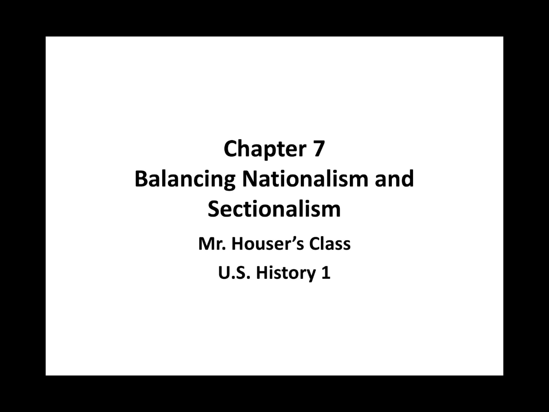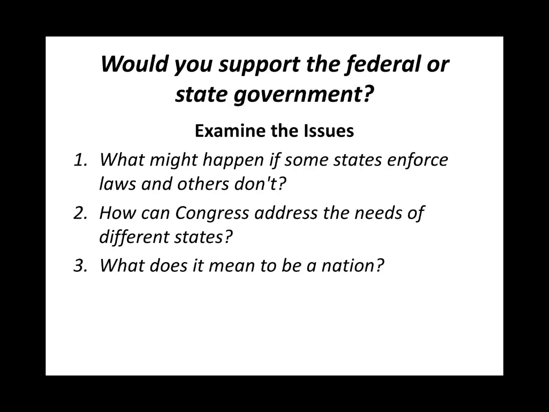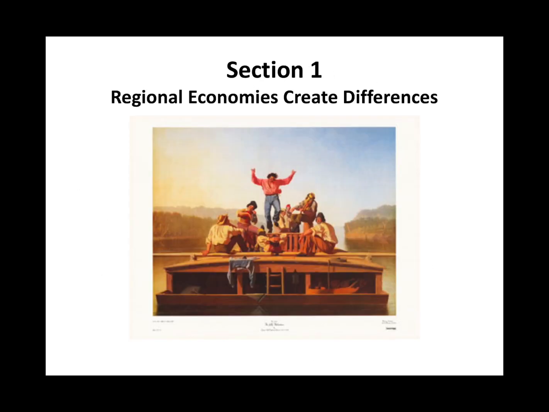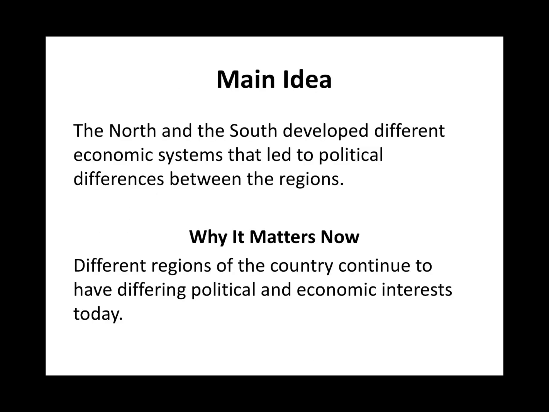Alrighty, Chapter 7, Balancing Nationalism and Sectionalism. So the main idea: the North and South, meaning America, developed different economic systems that led to political differences between the regions. Now, why does this matter now? Different regions of a country continue to have different political and economic interests today.